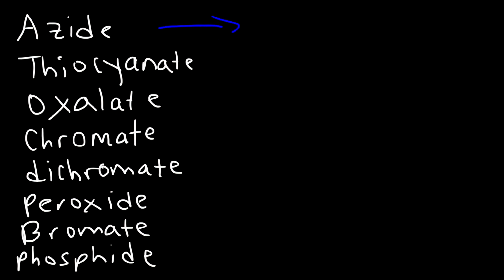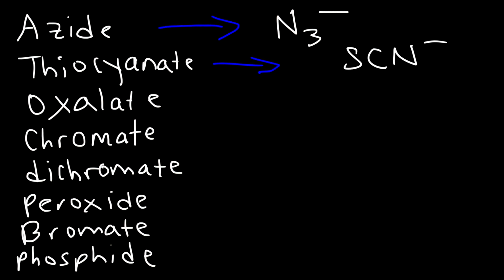So let's start with azide. Azide is a polyatomic ion that contains 3 nitrogen atoms with a net negative 1 charge. Now next we have thiocyanate. Now you know there's a cyanide in it. When you hear the word thio, think of sulfur. So this is SCN minus.